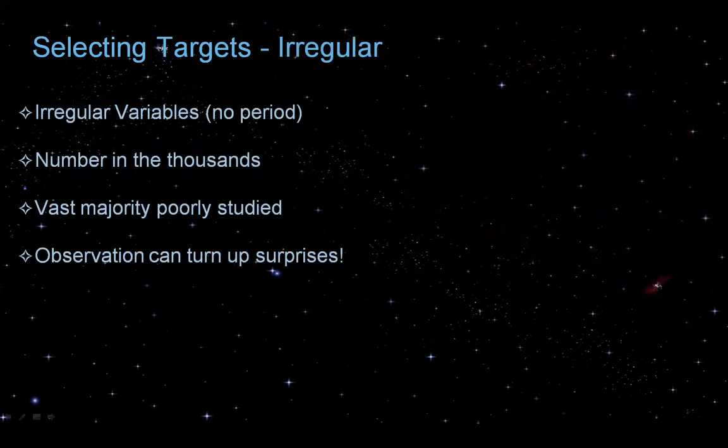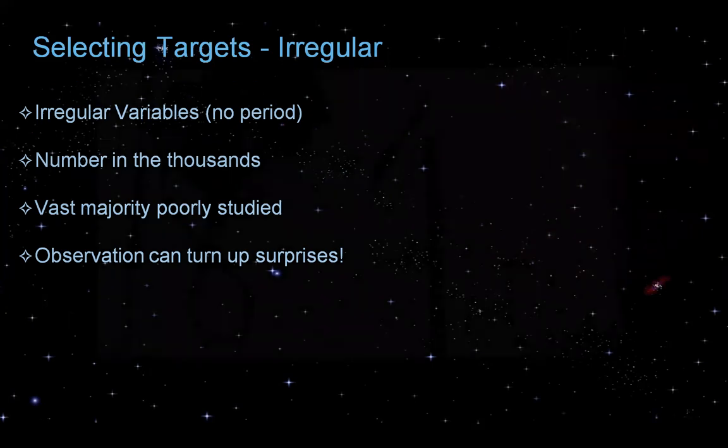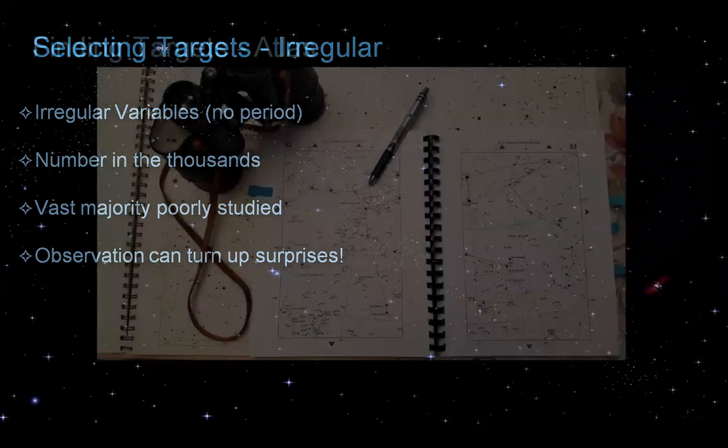And finally, as I mentioned before, don't forget about the thousands of irregular variables. Many do not have a defined period, but they do vary. And these stars are very poorly studied, and observing them could produce some very interesting results for the professional astronomers.